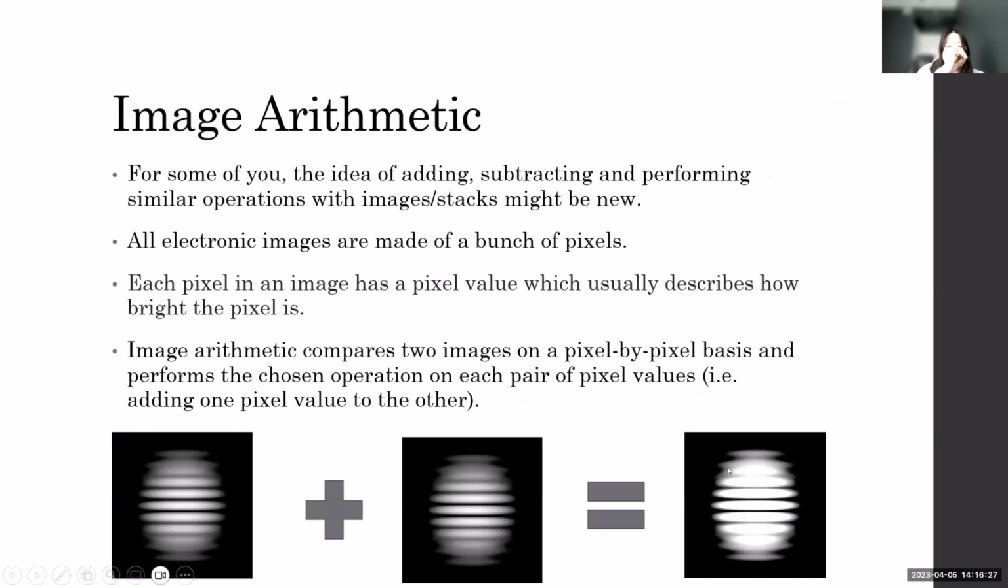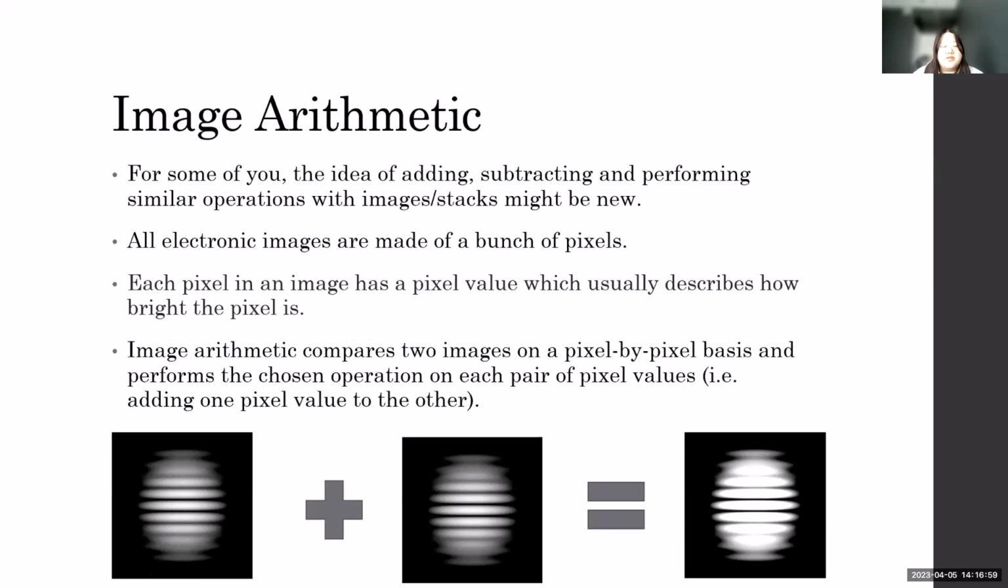Yep. So if you weren't here for the morning session, you might have missed Mickey's part on the image arithmetic, but I'm going to do a recap. For some of you, this might be familiar. For some of you, this might be a pretty new concept. All electronic or digital images are made of pixels, and typically each pixel has a value that indicates how bright the pixel is. So 0 is a pretty dark pixel, it probably looks black, and the higher you go, the brighter it looks.